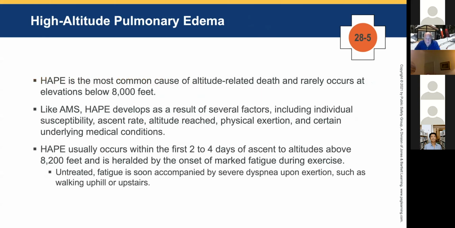HAPE is the most common cause of altitude death and rarely occurs at elevations below 8,000 feet. Like AMS, HAPE develops as a result of several factors, including individual susceptibility, ascent rate, altitude reached, and physical exertion. Typically it occurs in the first 2 to 4 days of ascent to altitudes above 8,200 feet, and is heralded by the onset of marked fatigue during exercise. Untreated, fatigue is soon accompanied by severe dyspnea upon exertion, such as walking uphill or climbing stairs.